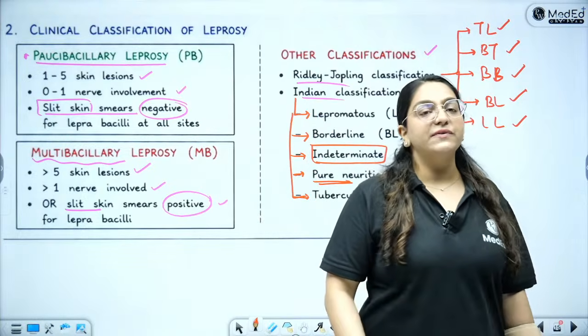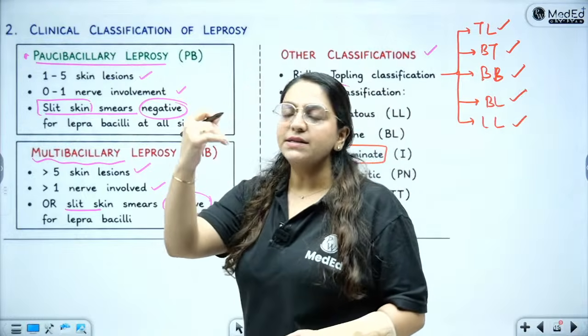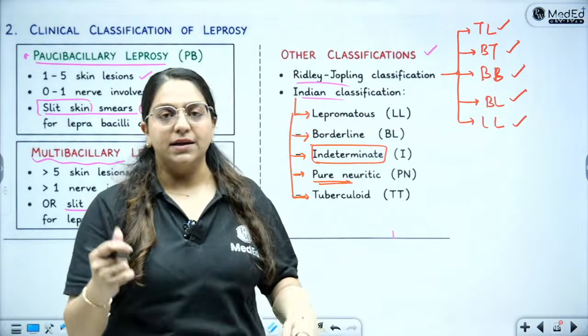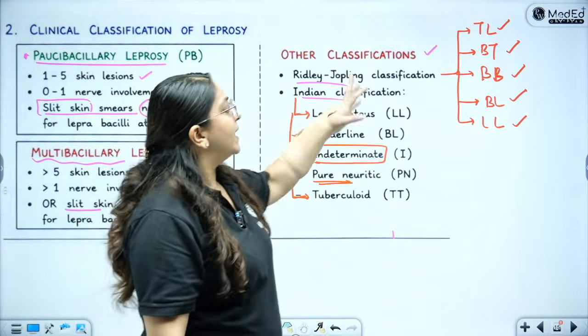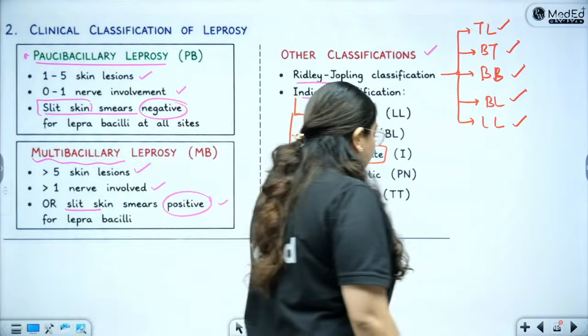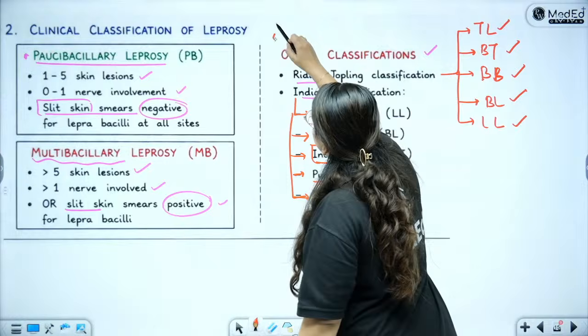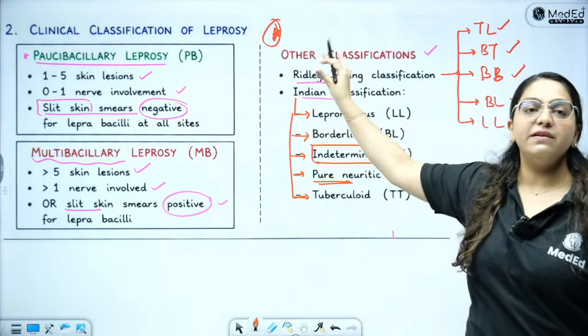So the Indian classification is a little different. You have borderline, intermediate, indeterminate, and pure neuritic in between lepromatous and tuberculoid. Whereas Ridley-Joplin is quite easy: TT, BT, BL, LL. Okay. So you must write about these classifications. Both of these are very, very important.